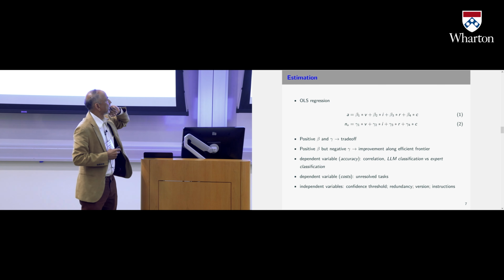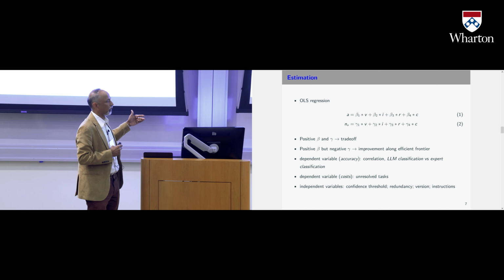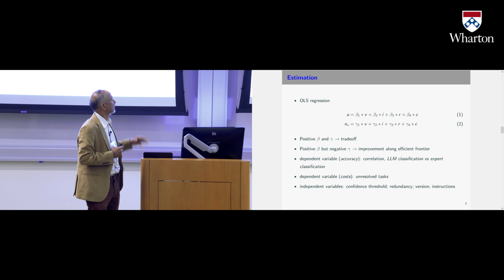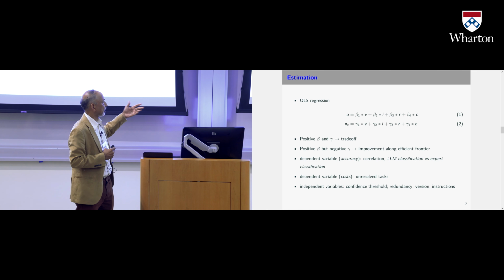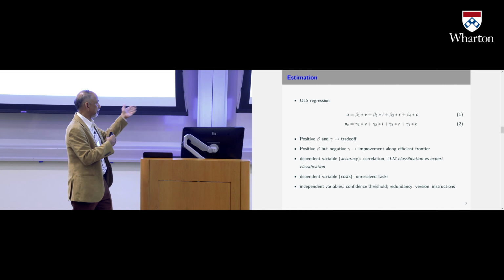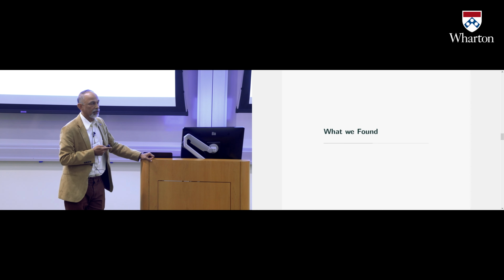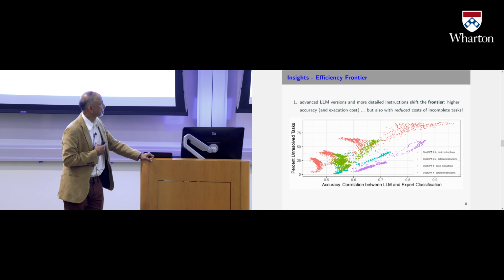And then the four things you see on the right side of the equation are the four dimensions, the configuration dimensions that I mentioned earlier, right? So our dependent variables are accuracy and cost, or unresolved tasks, and then the independent variables are those four dimensions. Okay, so what did we find with all of this?